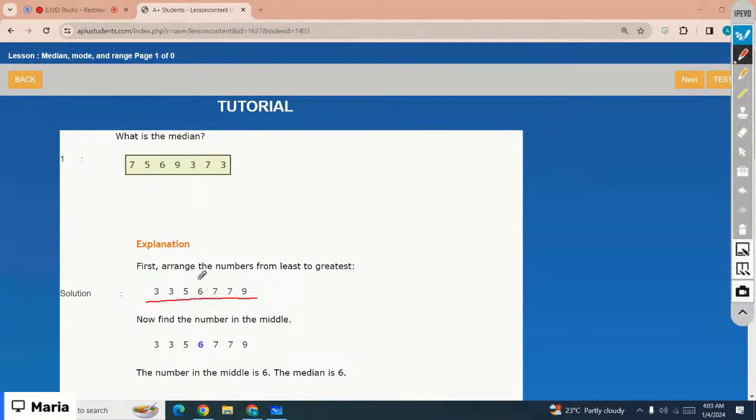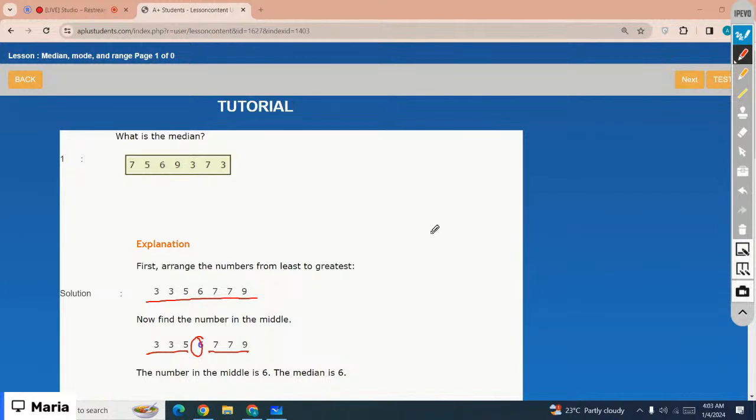Now you have to find the middle number. The middle number is the one that exactly divides the data into two groups. So 6 is the middle number. You can see before 6 you have 3 numbers and after 6 you have 3 numbers. Before 6 you have all the numbers that are less than 6, and after 6 you have all the numbers that are greater than 6. So the median is the number that is exactly the middle number. Before the median you have all numbers that are less than the median, and after the median you have all the numbers that are greater than the median.